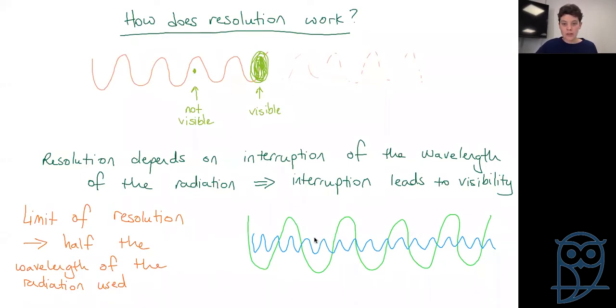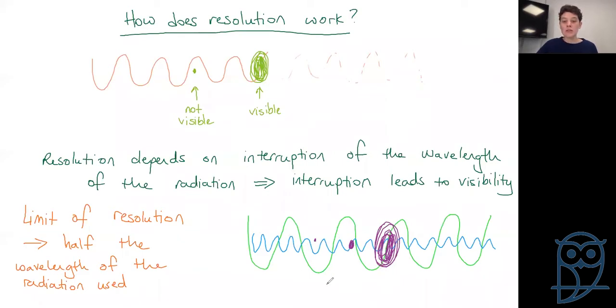So if we look at a blob of this size, nobody's going to see it. If we look at a blob of this size, we are definitely interrupting both wavelengths, so we would see it on both sources of radiation. If we had a blob of this size, you would see it using the blue radiation. You would not see it with the green radiation.